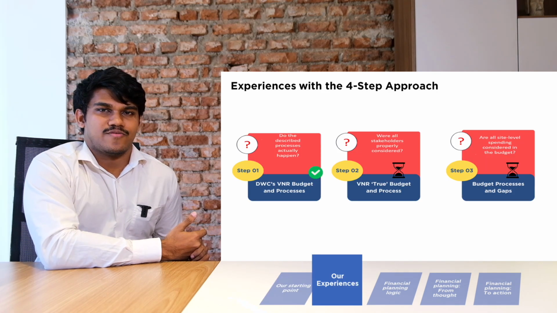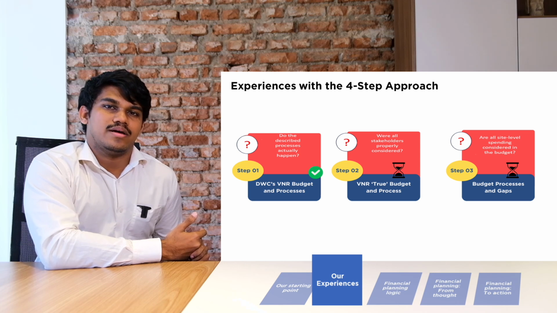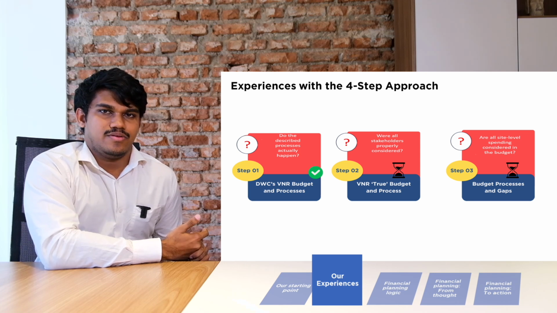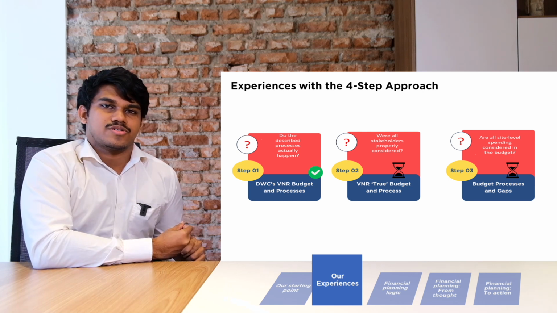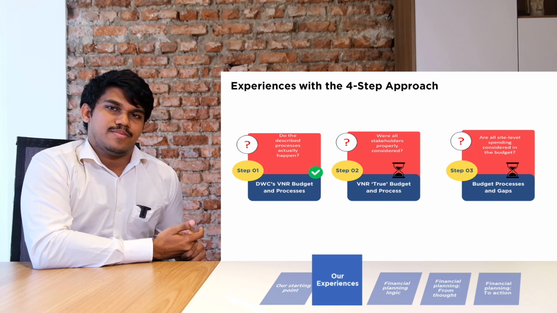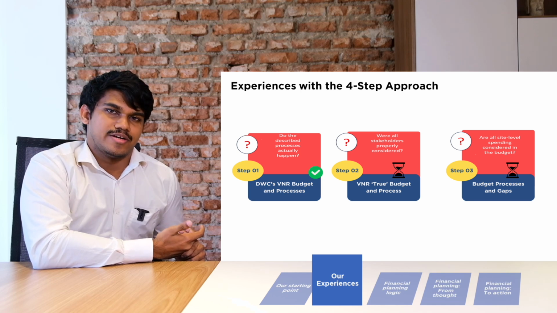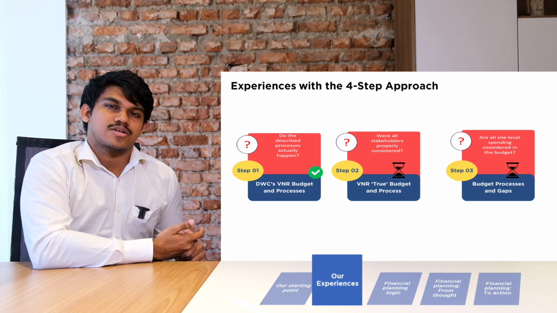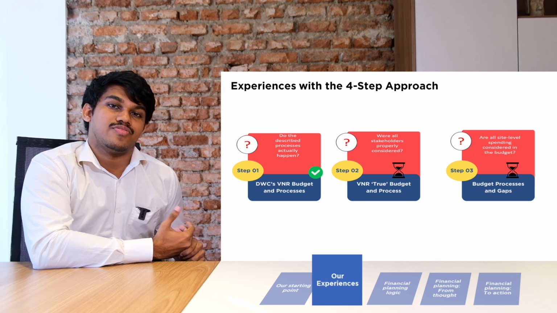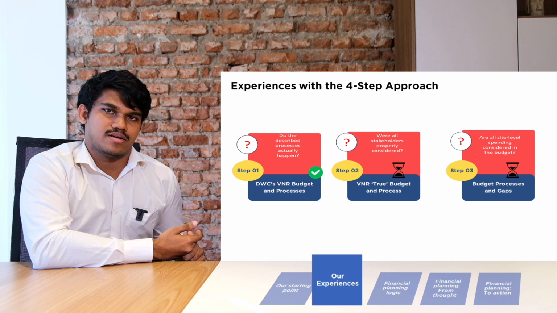Now let's take a look and focus on some of the experiences we encountered while developing the CIP following steps 1 to step 3. Step 1 focuses on understanding DWC's processes and budget. In this step, we needed to look at what exactly they had put down in the management plan, as well as closely understand the steps that they followed internally to develop the VNR management plan.